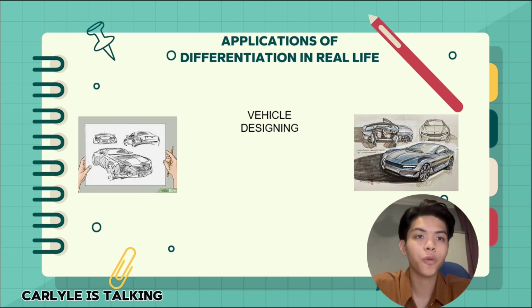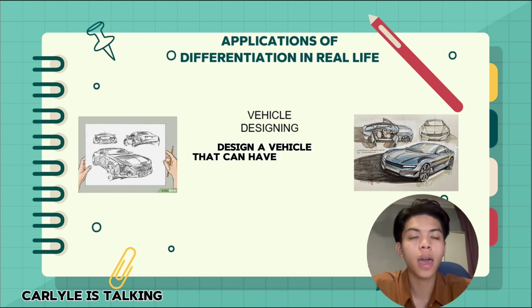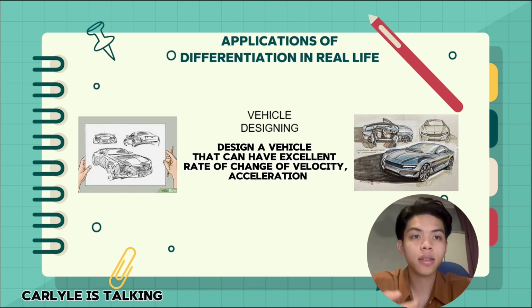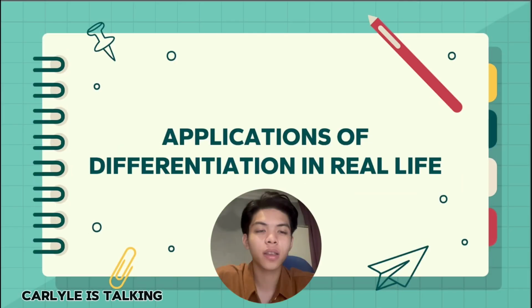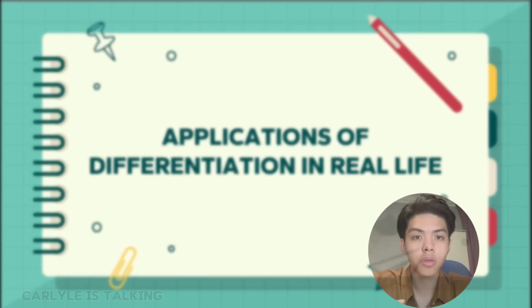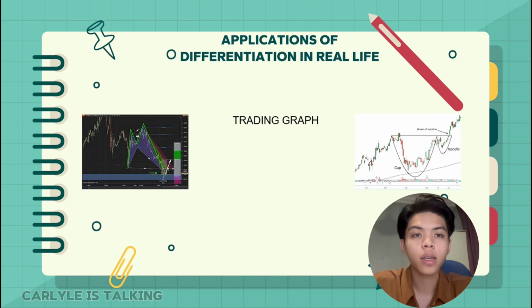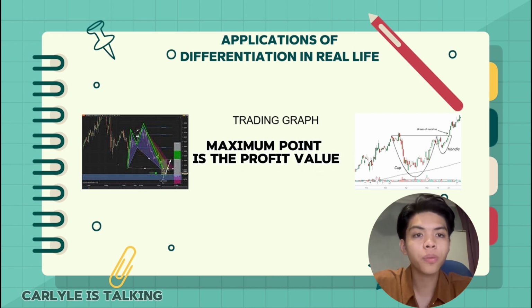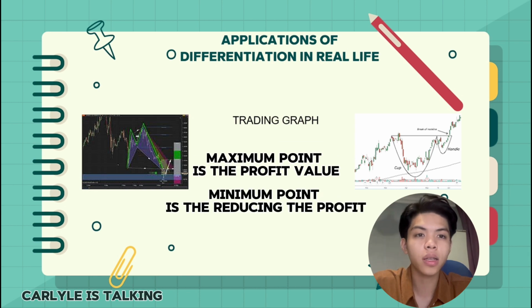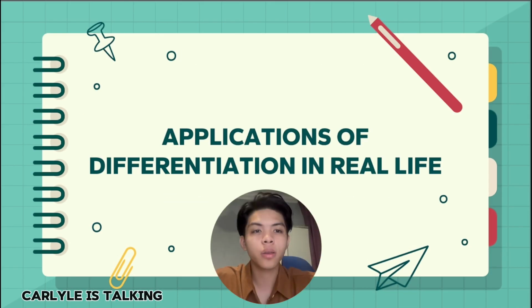The answer is easy enough: we need to design a vehicle that has an excellent rate of change of velocity, acceleration, and so on. Other than that example, I also found that this math topic relates to economics, which somewhere we most likely saw, which is the trading graph. And why so? It can be seen clearly that the maximum point is the profit value and the minimum point is the reducing of profit. I have more examples of the application of differentiation, but I believe these two examples are enough to get your mind to think of it clearly now, right?